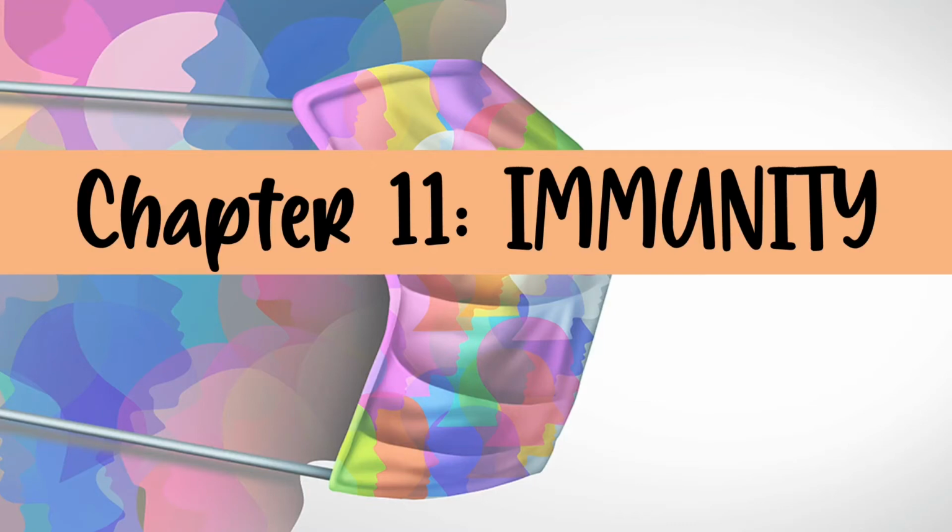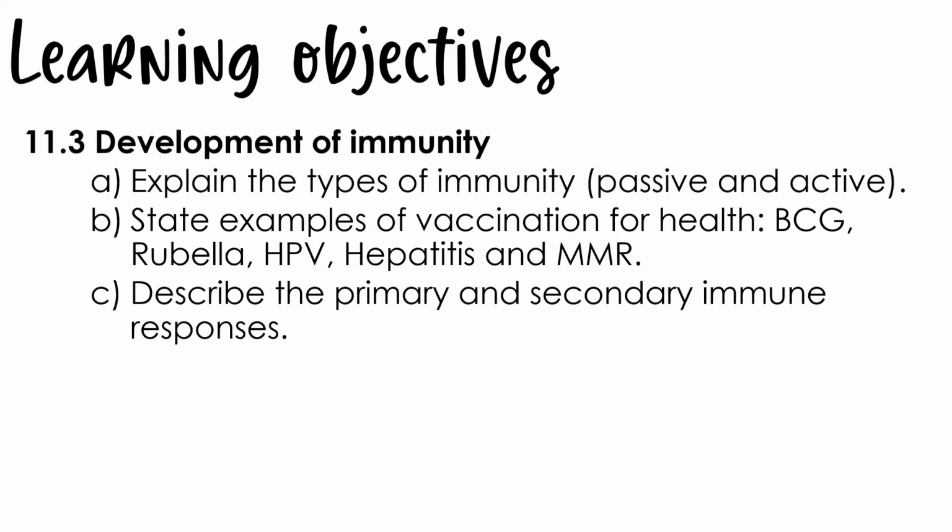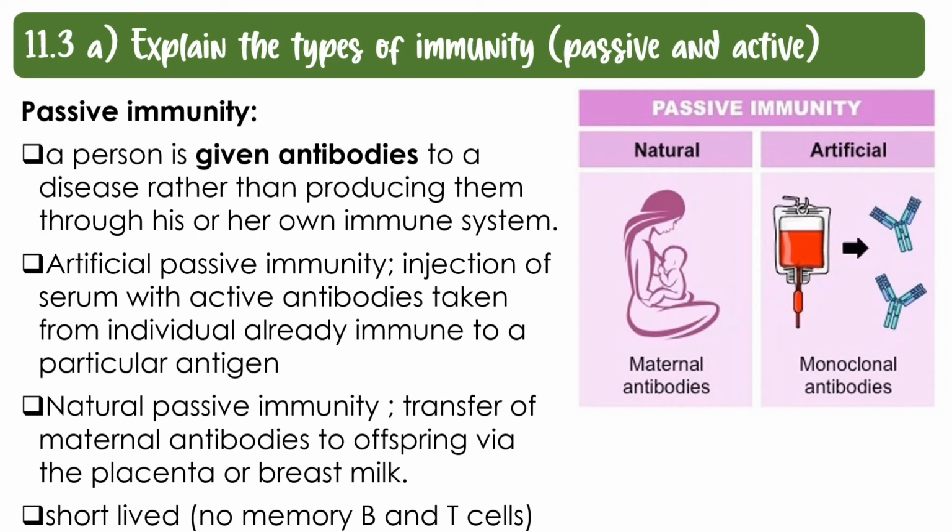In this video, we'll discuss the development of active and passive immunity. First, what is passive or active immunity? Passive immunity is when a person is immune towards a certain type of disease due to them being given antibodies to the disease rather than producing the antibodies themselves. The antibodies were produced by someone else's immune system and not their own immune system.